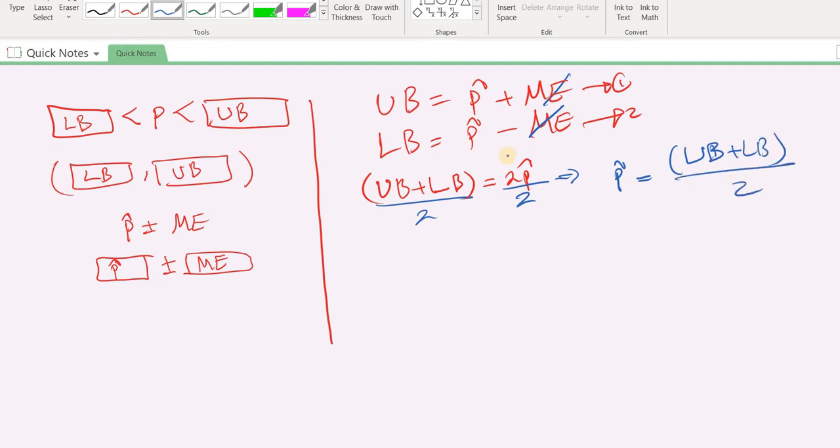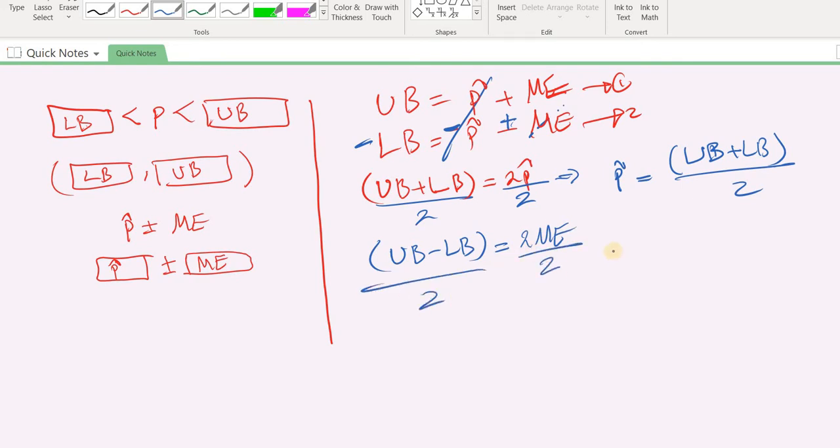Similarly, if you subtract equation 2 from equation 1, we know when we subtract, we change the signs of the second equation. We change this sign and we change this sign. Now, we're going to subtract, so upper bound minus lower bound equals, these will cancel, and we will have 2 margin of error. We're going to divide both sides by 2, so this will lead us to the second formula. Margin of error is equal to upper bound minus lower bound divided by 2.